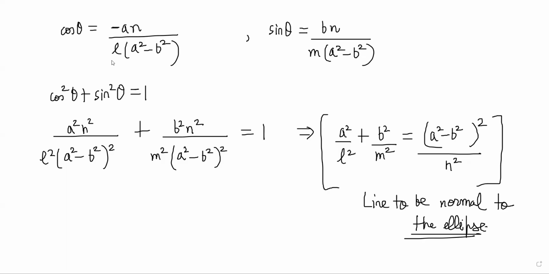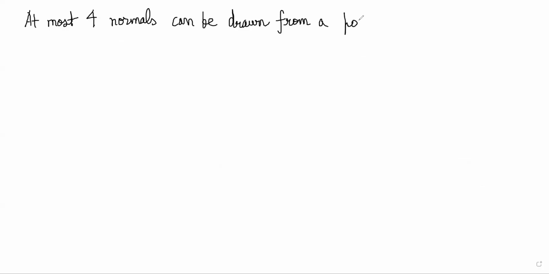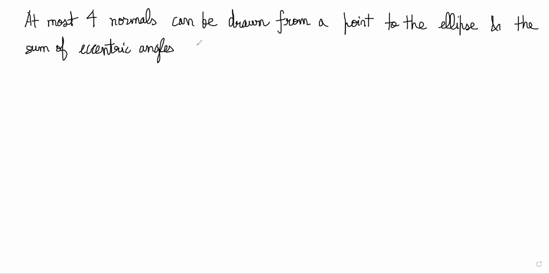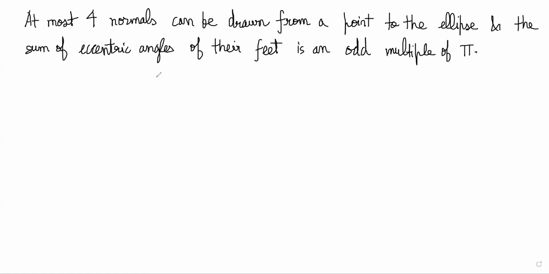Another thing that I wanted to talk about, which is the standard result, which says at most 4 normals can be drawn from a point to the ellipse, and the sum of eccentric angles at of their feet is an odd multiple of pi. So what is the meaning of this statement?